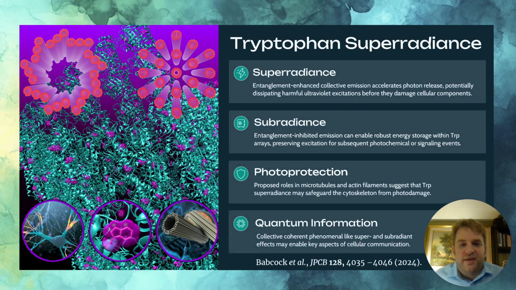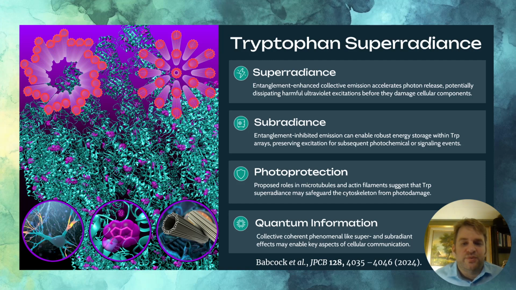For example, in my own work, I've studied the presence of superradiance in tryptophan networks in the cytoskeleton, the structural skeleton of the cell. So this made the cover of the Journal of Physical Chemistry B. You can check it out. We demonstrated experimentally entanglement-enhanced collective emission that accelerated photon release, and this could be important for potentially dissipating harmful ultraviolet excitations in the cell before they damage other cellular components.